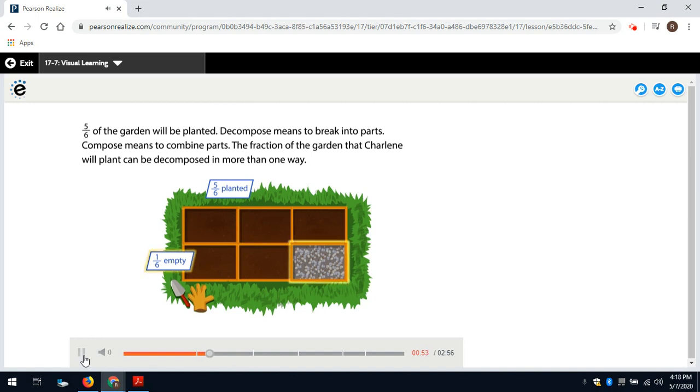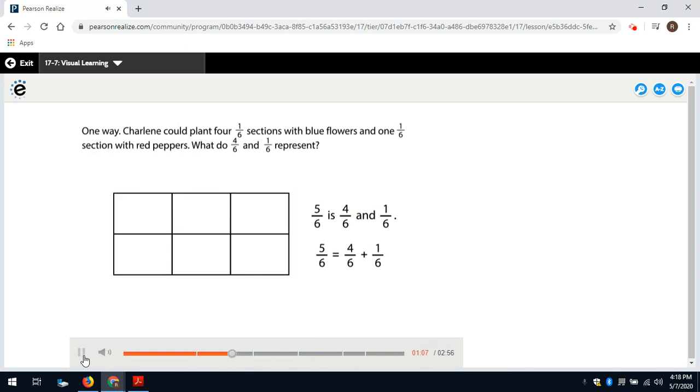Decompose means to break into parts. Compose means to combine parts. The fraction of the garden that Charlene will plant can be decomposed in more than one way. One way: Charlene could plant 4 1/6 sections with blue flowers and 1 1/6 section with red peppers.